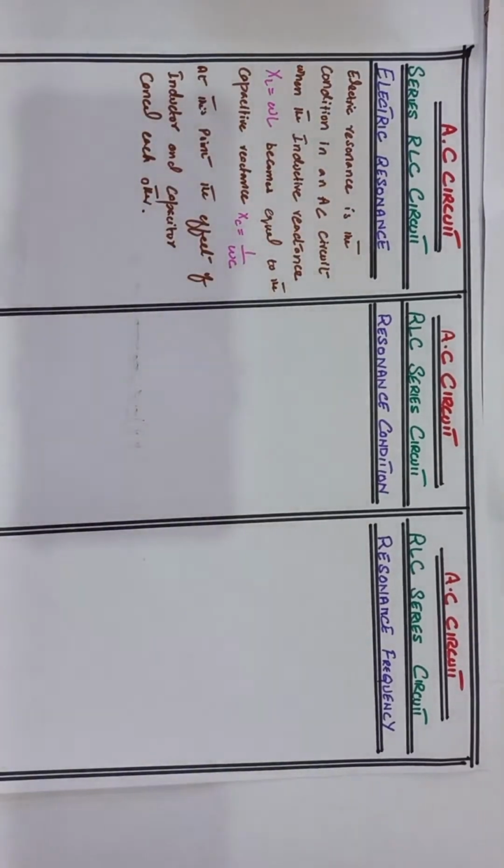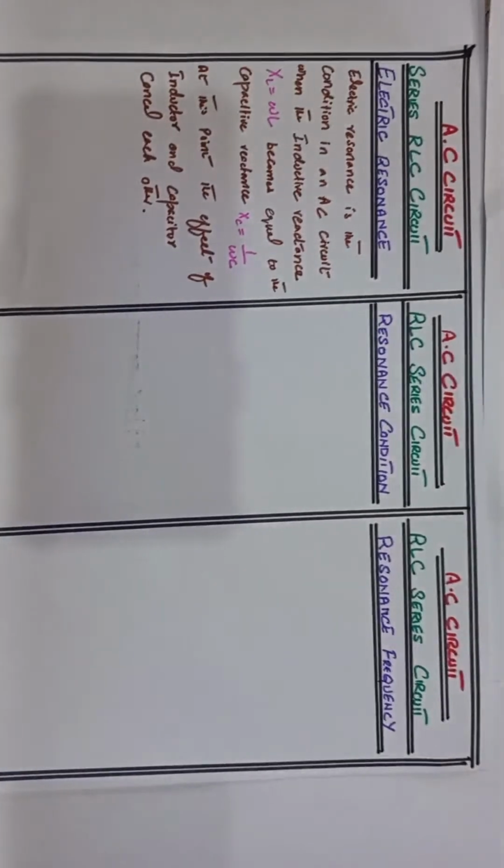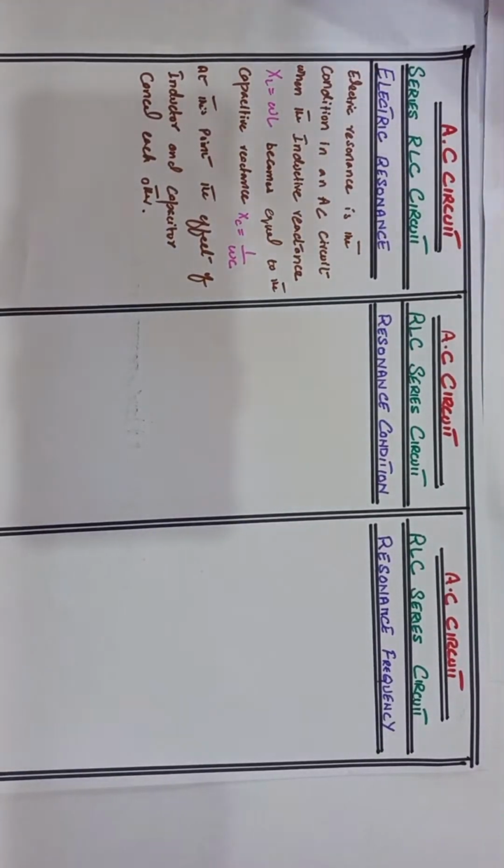This is the condition of electric resonance: the inductive reactance must be equal to the capacitive reactance. If they are not equal, then they do not produce the electric resonance condition in the series circuit. Okay, next we discuss the resonance condition. What is required to produce resonance?